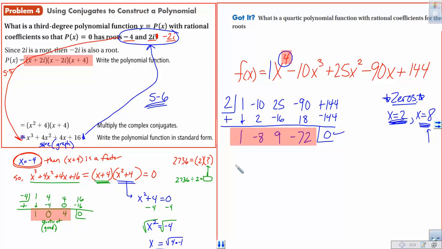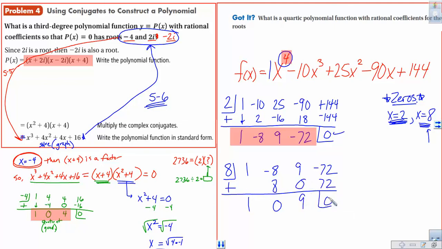Because what we're going to do now is take that second 0 of 8 and do synthetic division again with those 4 red numbers we have right there: a 1, a negative 8, a 9, and a negative 72. If this is indeed a 0, we should get 0 here again. 1, and then 8, add those up, we get 0. We get 0, add that up, there's the 9, 8 times 9 is 72, and oh, look at that, we get 0 for a remainder.